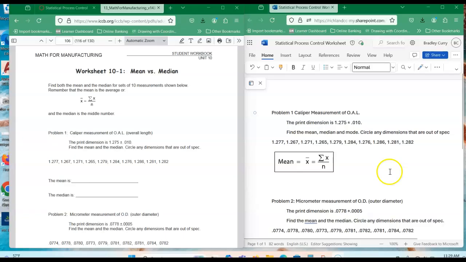All right, so here we have problem 1. We're given a caliper measurement of the overall length where the print dimension shows 1.275, and we're given plus or minus 10 thousandths as the tolerance. Then the operator or whoever was machining this produced these dimensions: 1.277, 1.267, 1.271, and so on. You can read those off as well. So the first thing we're going to do here is determine x-bar.